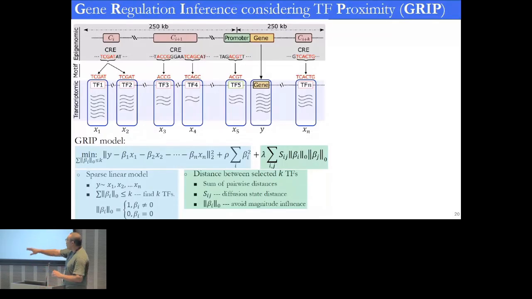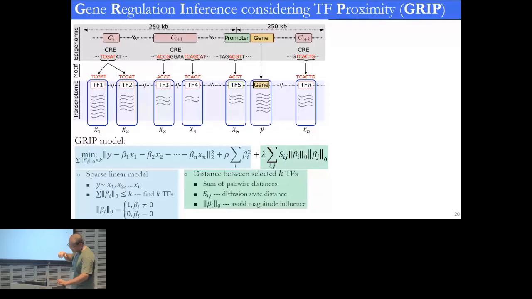Okay, if you look at the whole model overall, what we're trying to do is very simple. We're trying to find the K transcription factors whose expression can better explain the expression of the target gene, and those transcription factors should be physically close. This is basically the goal of this model. But because we're using the L0 norm, the whole thing is hard to solve. But we have a beautiful framework to solve it. So here is how we solve it.